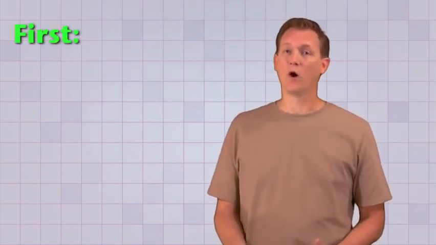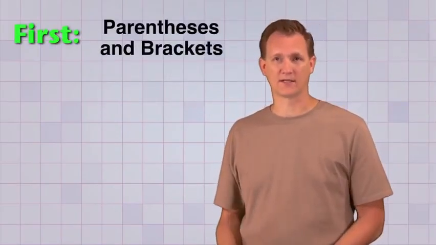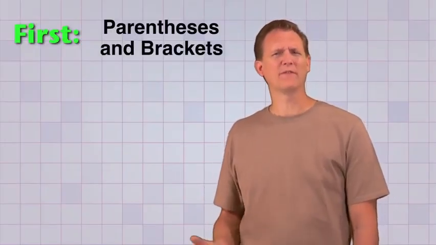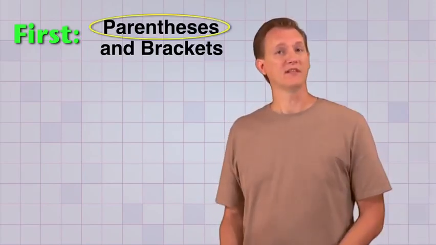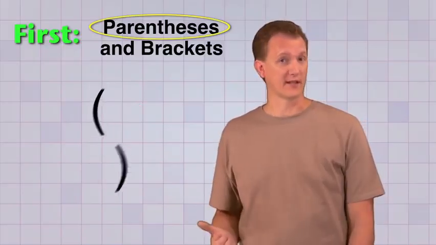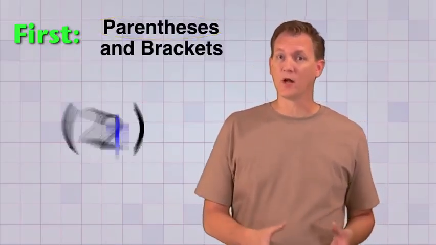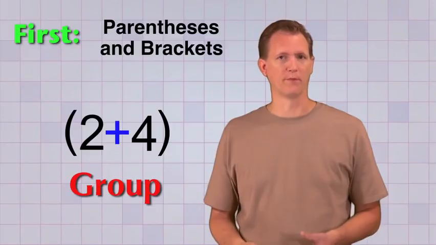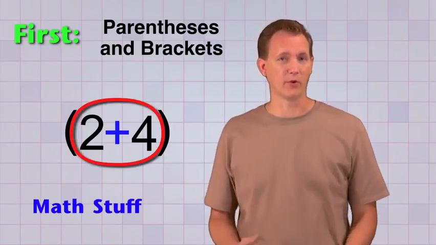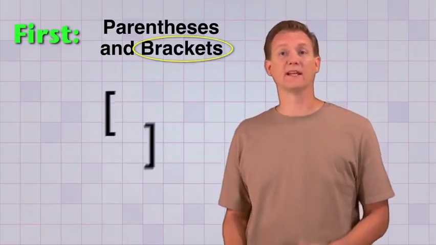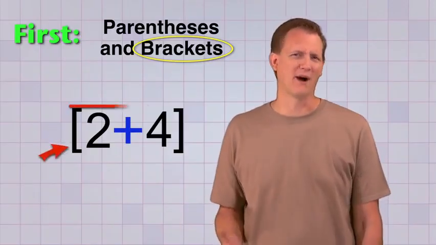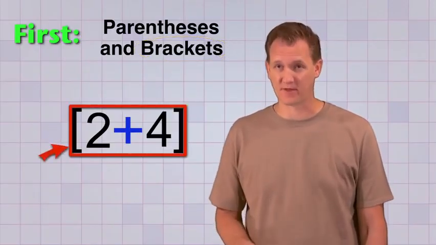First on the list was do operations in parentheses and brackets. Now, in case you haven't seen parentheses or brackets used in math before, let me briefly explain how they work. Parentheses are just these symbols that curve forwards and backwards, and they're used in pairs like this. And when we put numbers and operators in between them, it forms a group. It's almost like the parentheses form a package to hold whatever math stuff we put inside them. And brackets work exactly the same way as parentheses. They just have a different shape that looks a little more boxy, but they mean exactly the same thing.